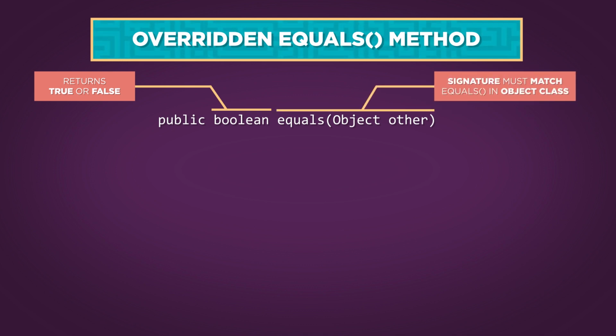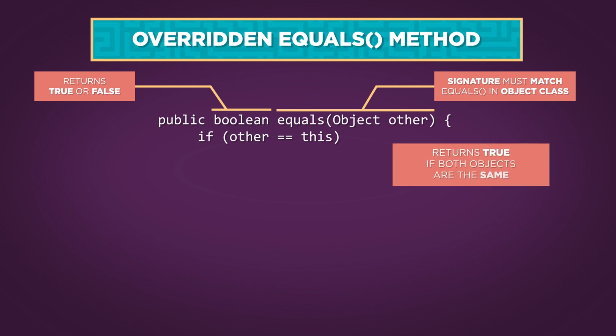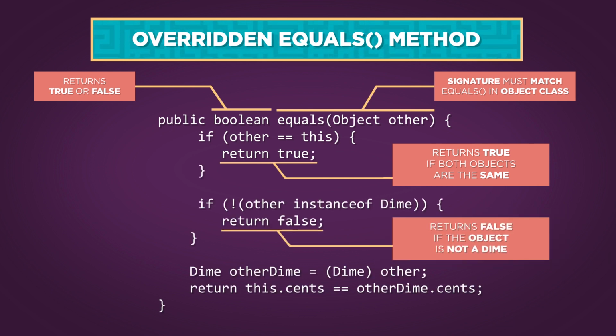Now, let's trick the computer into thinking all dimes that have 10 cents for their value are equal. In the body of our equals method, we write an if statement. This will compare the current object's value to the other object's value. If these values are the same, we return true. If these values are not the same, we return false.